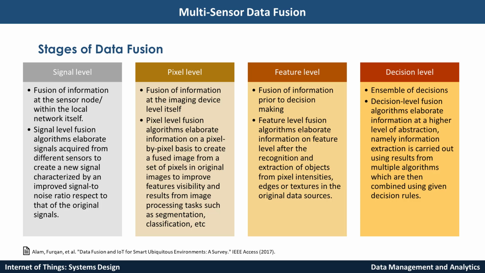And in the feature level, you are trying to extract features from the signal, for example, detecting an anomaly from a signal. Decision level means that you have multiple algorithms that are producing end results, some decisions, and then you combine those decisions together into a single decision. So that is called decision level fusion.